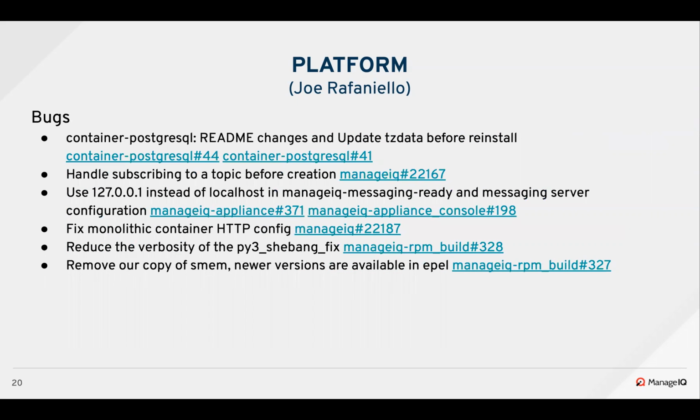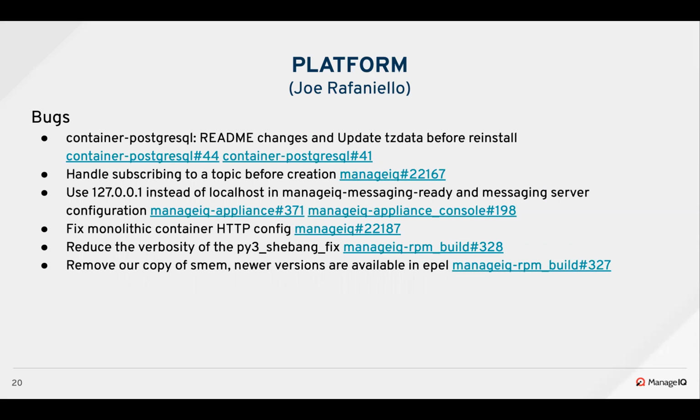For bugs, Brandon made some corrections to the container Postgres README, and he fixed an issue when trying to install the TZ data RPM. Adam fixed a bug that occurred if we tried to subscribe to a Kafka topic before it's published. Nassar fixed issues in the messaging configuration and the ManageIQ messaging ready, where localhost would fail SSL handshaking. This was changed to 127.0.0.1. Brandon fixed some missing HTTP configuration for the monolithic container that was preventing it from starting.